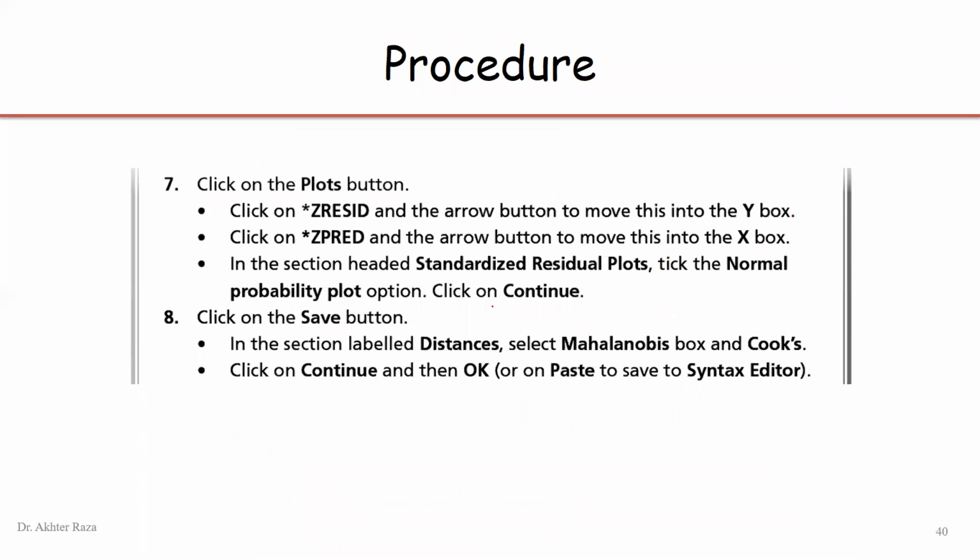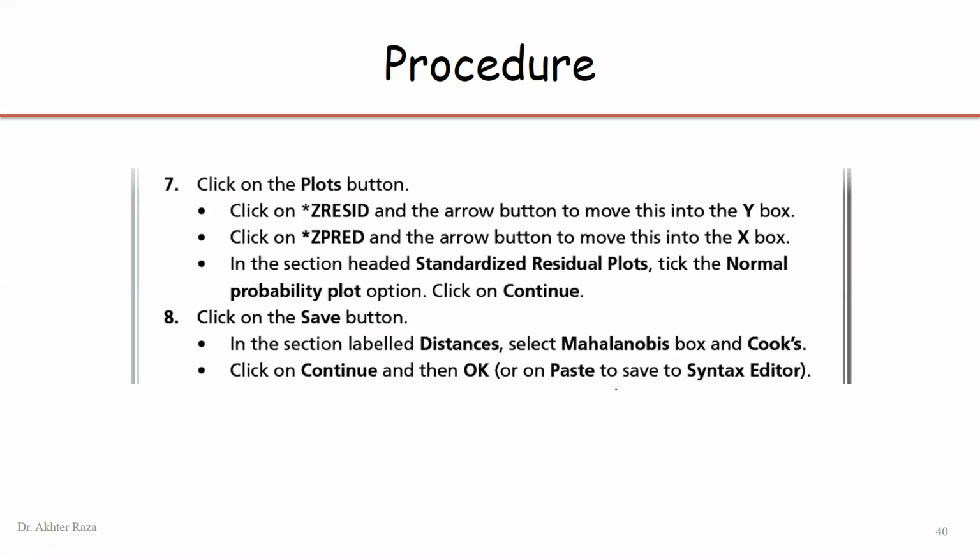In the plot segment, you have to click on the standardized residual plot. The normal probability plot is to be selected. And lastly, we have to click on the 2 types of distances, the Mahalanobis distances and the Cook distances. These distances will help us to determine the several factors of errors, whether error is fulfilling the standard assumptions or not. These are the settings in SPSS.